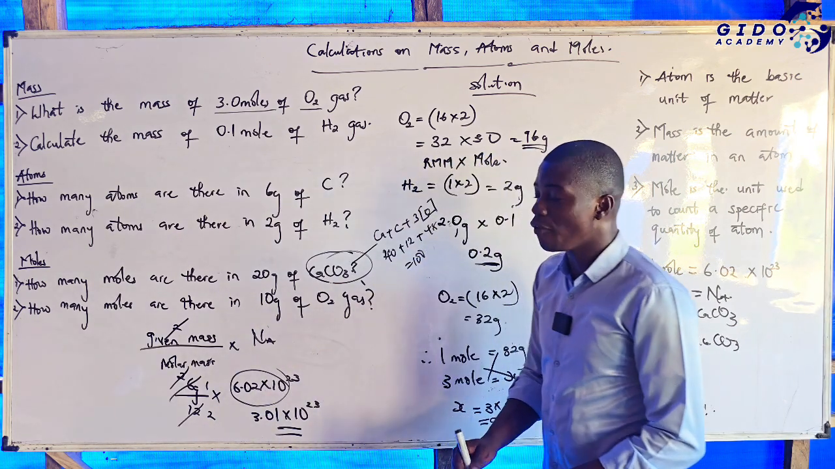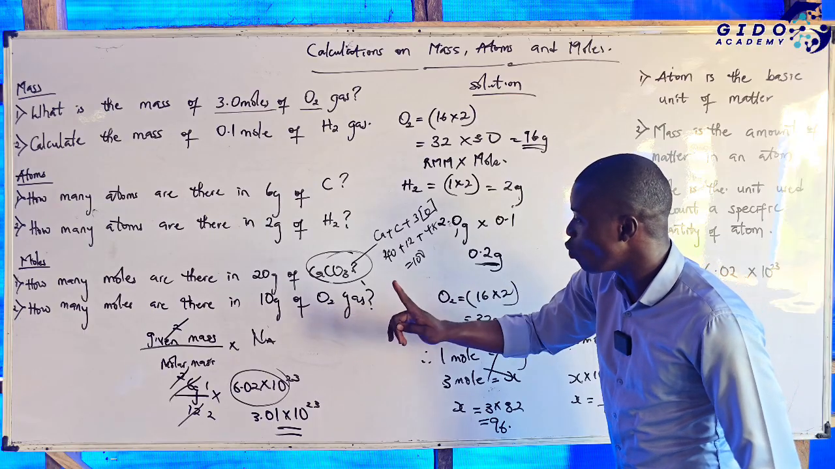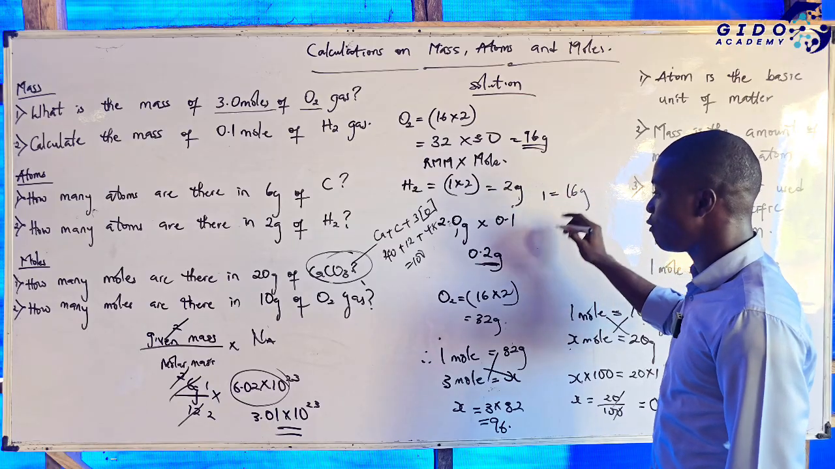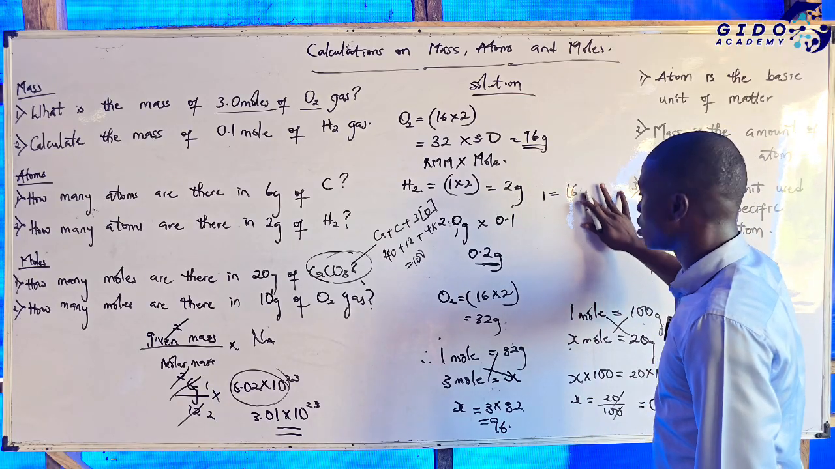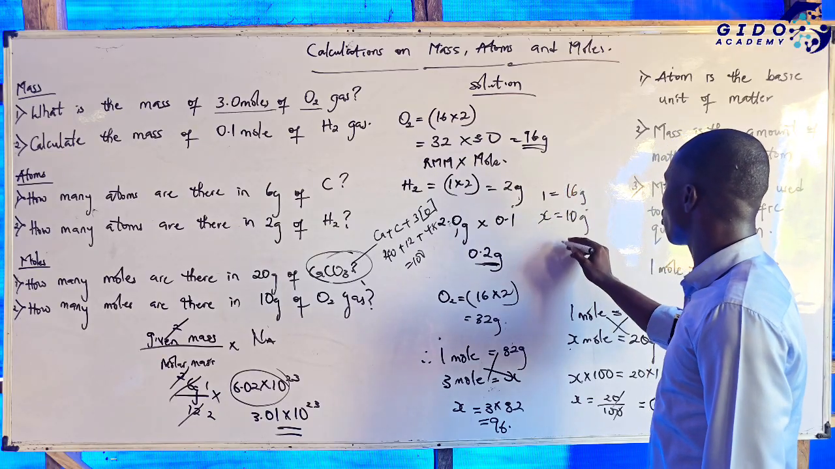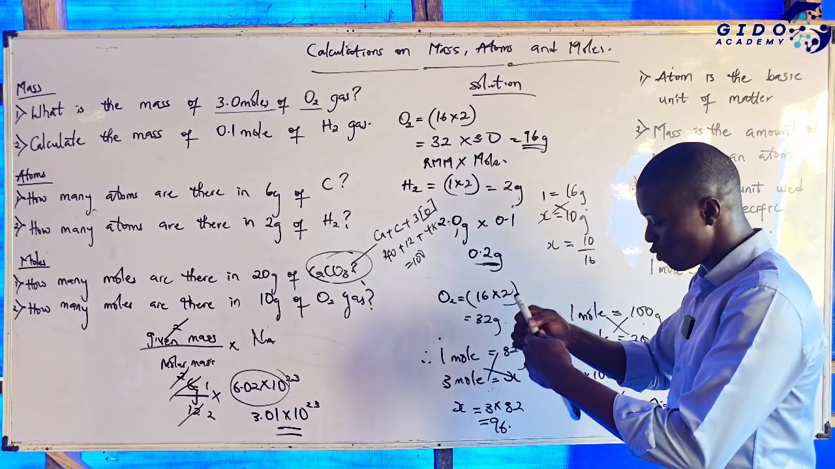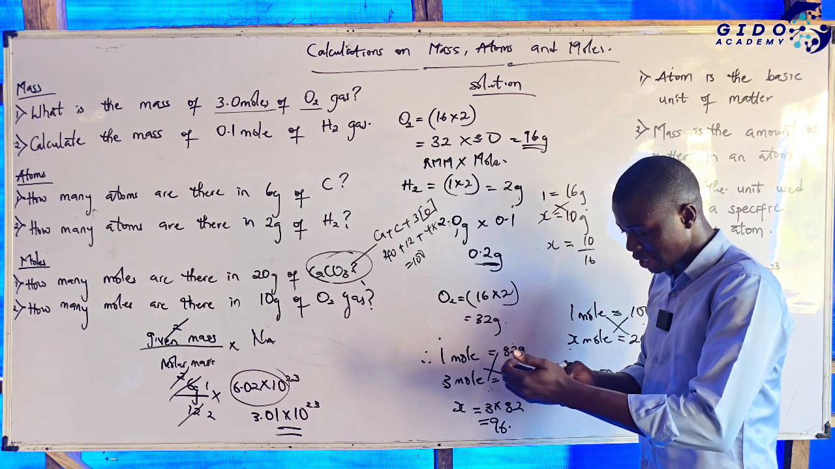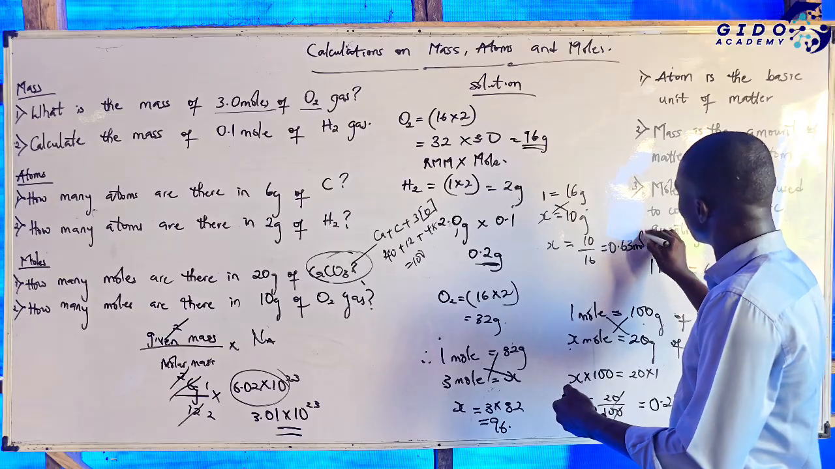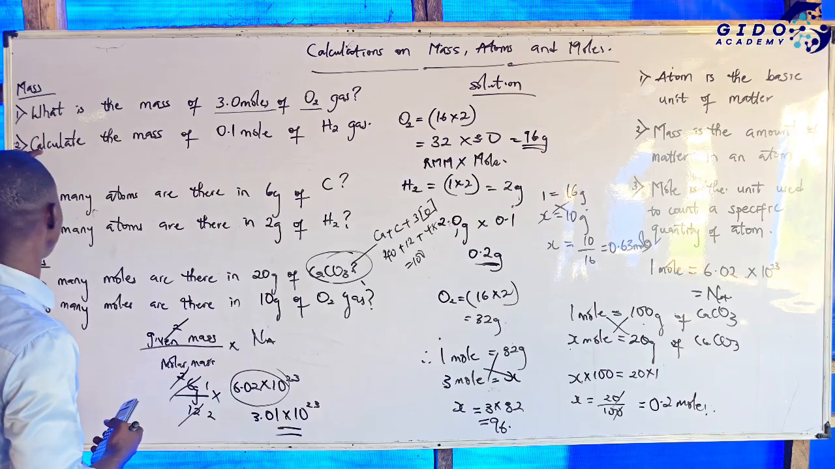Then if you do the same thing for oxygen, oxygen is already 16. So you say 1 mole of oxygen is equal to 16 grams. Then S moles is equal to 10 grams. Then if you cross multiply, you have S is equal to 10 over 16. So if you punch your calculator, 10 divided by 16, our answer is 0.63 moles. So that's how you usually calculate for mass, for atoms, and for moles.